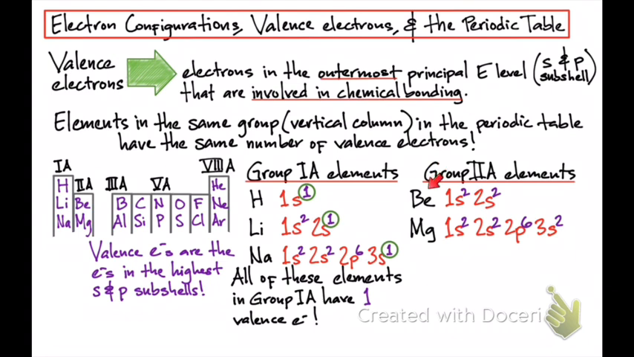We can look at this example to prove that concept. If you have beryllium and magnesium, they're both group 2 elements. They should have a total of 2 valence electrons. When you look at the highest s and p sublevels, the 2p is empty for beryllium, and so the highest sublevel is the 2s, and you have 2 electrons in the 2s. So group 2 elements will have a maximum of 2 valence electrons.